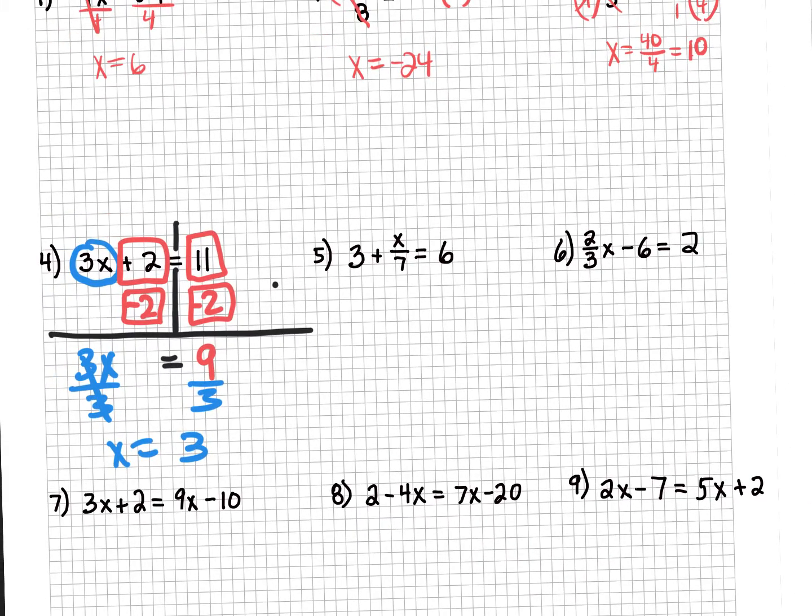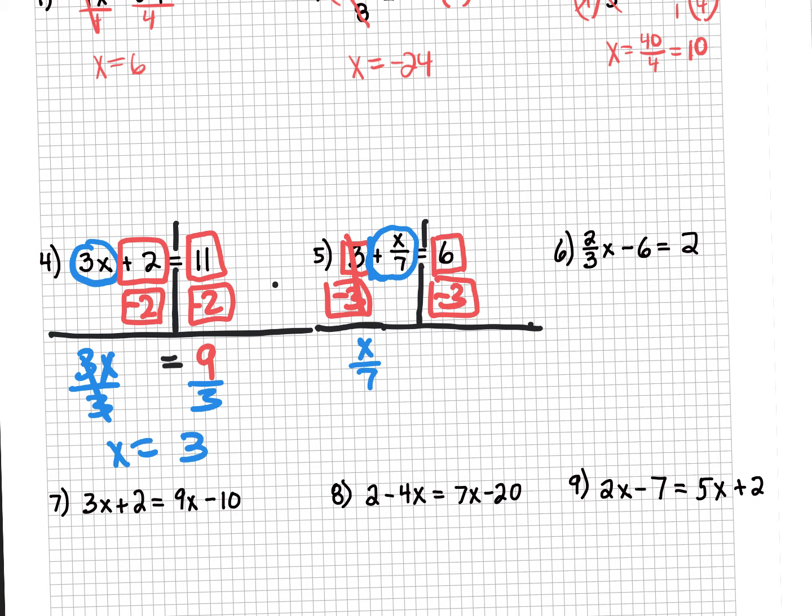Next one, there's a number term and a letter term. I'll circle that. Okay, so if I make my basketball court, I got to subtract 3, subtract 3. That gets rid of it over here. I get x divided by 7 equals 3. I see a 7 on the bottom, so I need to multiply and have a 7 on top. Multiply using parentheses. X equals 21.